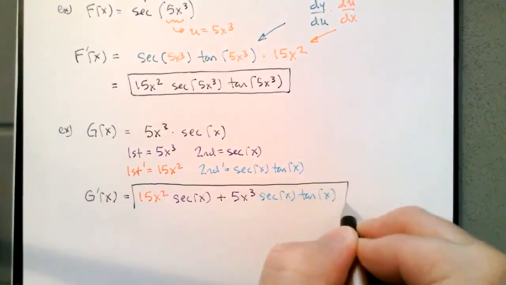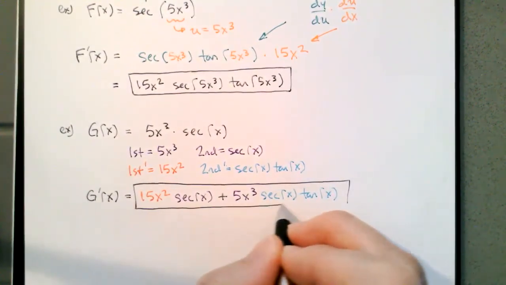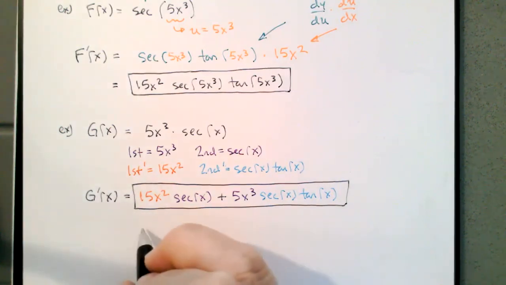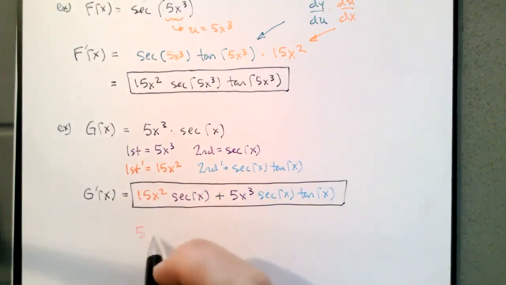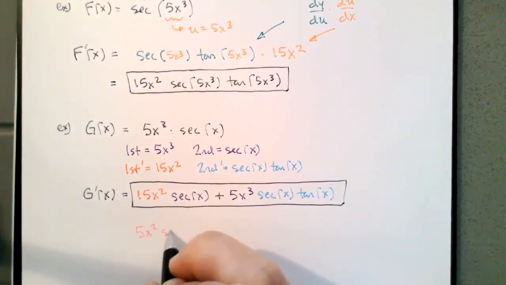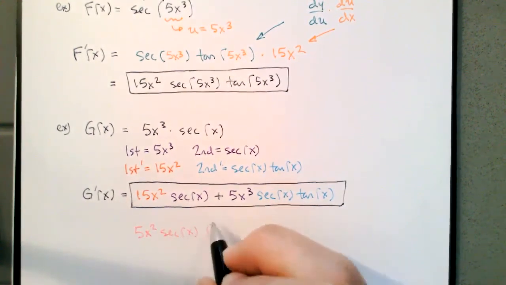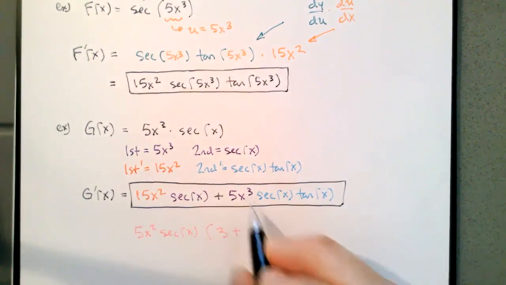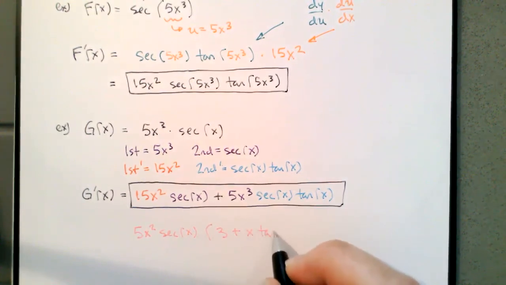So here's our result using the product rule. We might notice that there's a 5, an x squared, and a secant in common. We might want to factor that out for some reason. So if I factor out a 5, an x squared, and a secant x, that will leave behind a 3 and an x times tangent x.